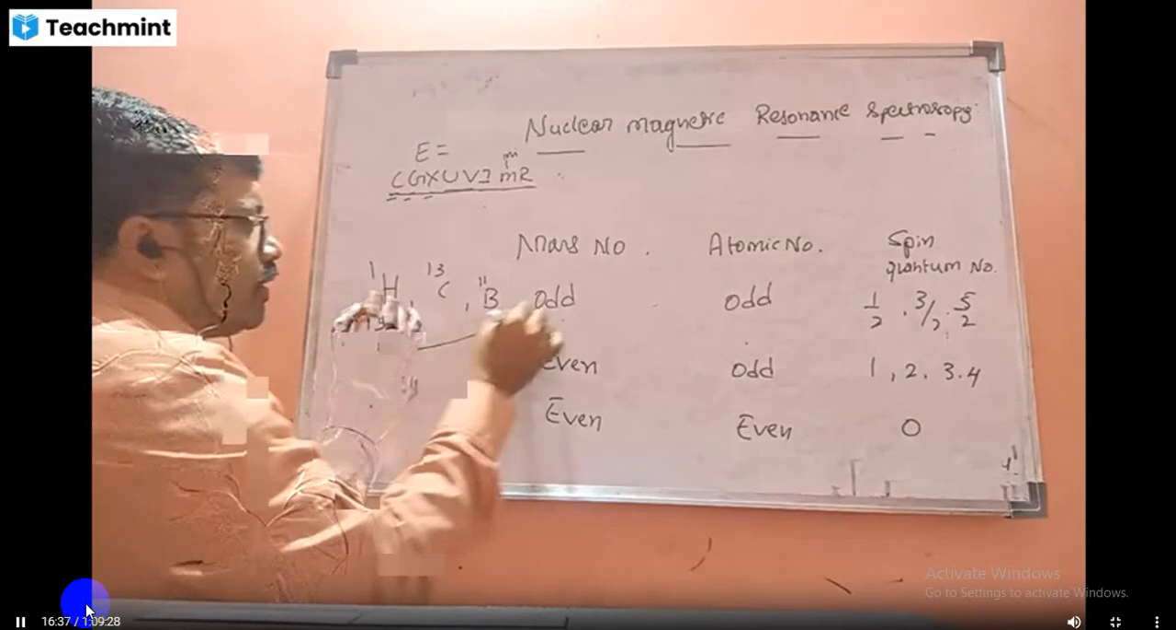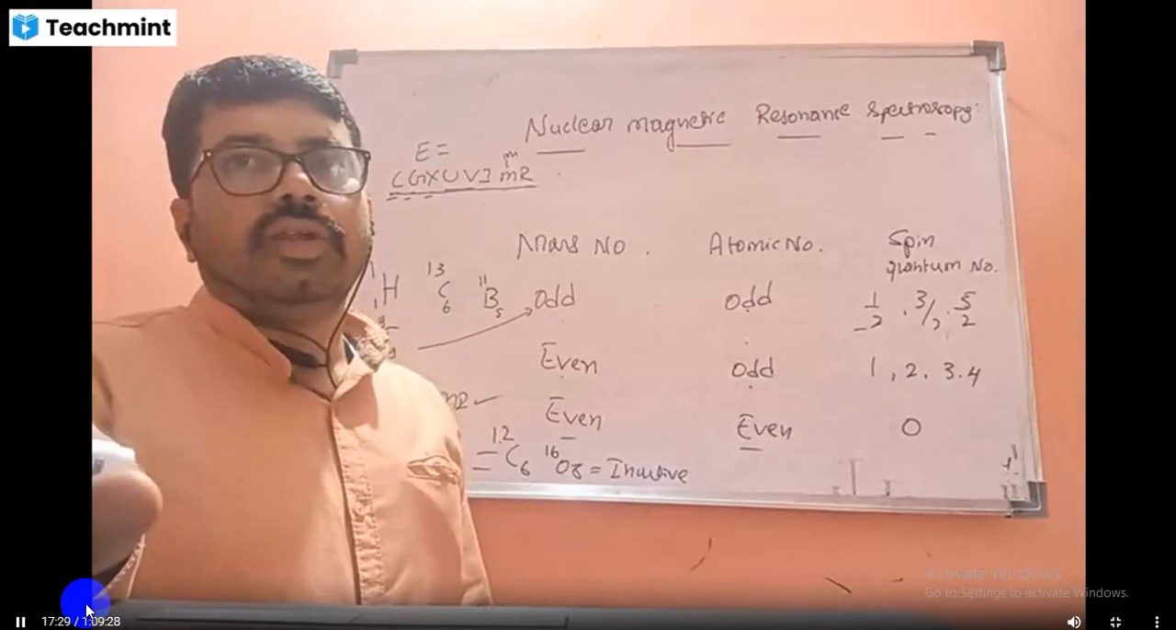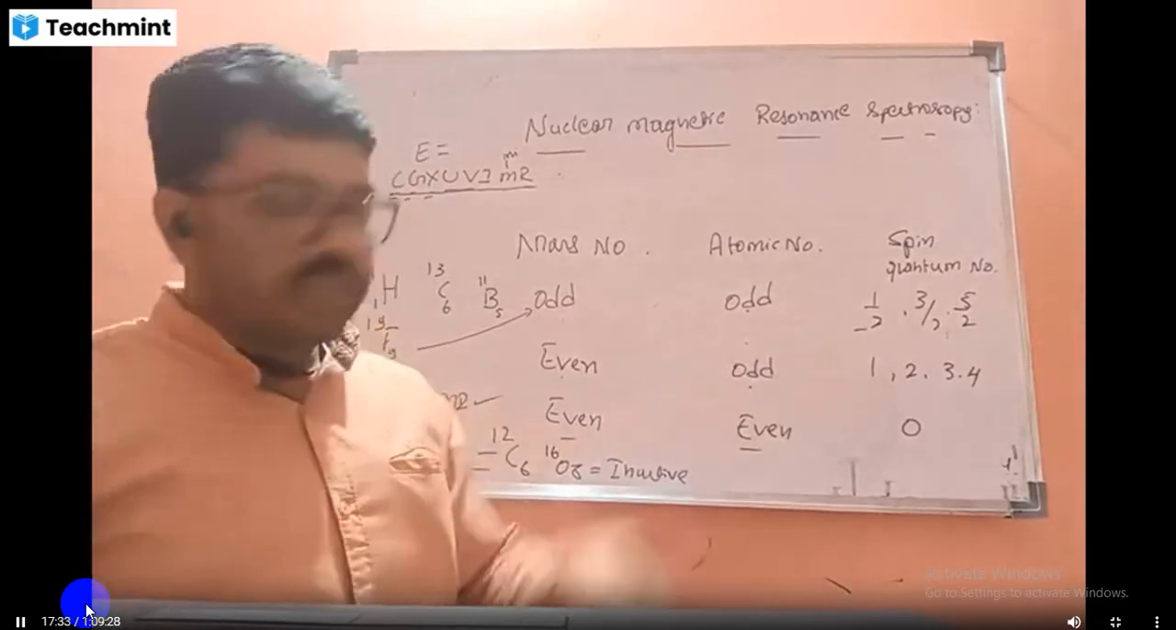If the mass number is even and the atomic number is odd, or the mass number is odd and the atomic number is even, that will show NMR, it is NMR active. If both are even, then spin is 0, NMR inactive. For example, carbon 12 and oxygen 16, both are even, so NMR inactive. This is the theory of which type of nuclei show NMR spectroscopy. If odd, it shows; if even, no NMR signal. So, number of orientations: if its spin is I, how many orientations are there?